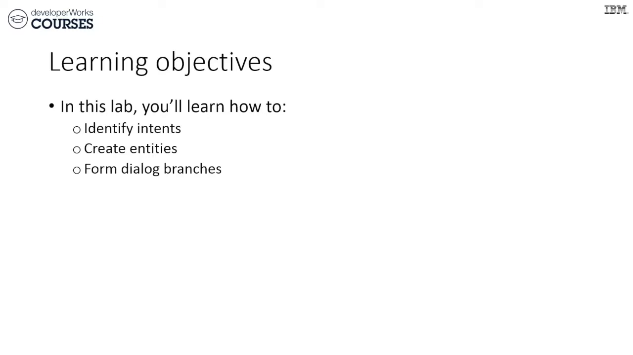In this lab, we will use the conversation tool in Bluemix to identify intents used in requests, create entities used in conversation, and finally, we will form branches to handle responses in the dialog tool.